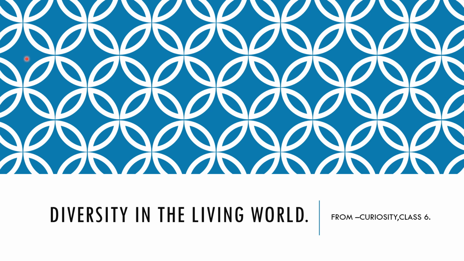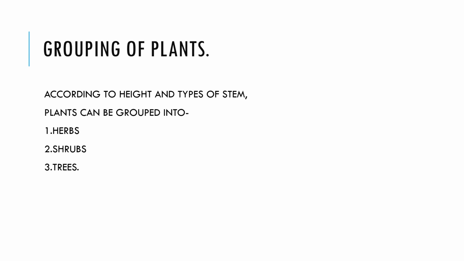Today we are continuing the chapter Diversity in the Living World from the Curiosity book for class 6. So let's study about the grouping of plants. According to the height and types of stem, plants can be grouped into herbs, shrubs or trees.